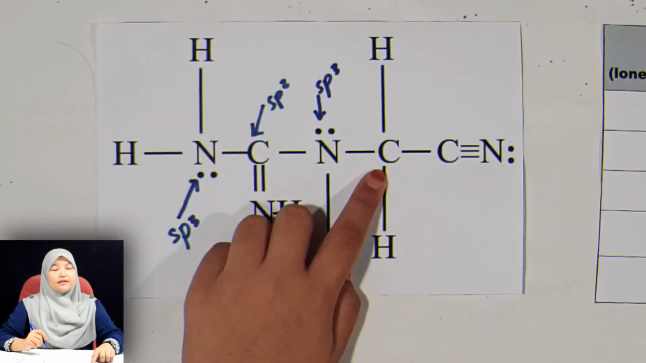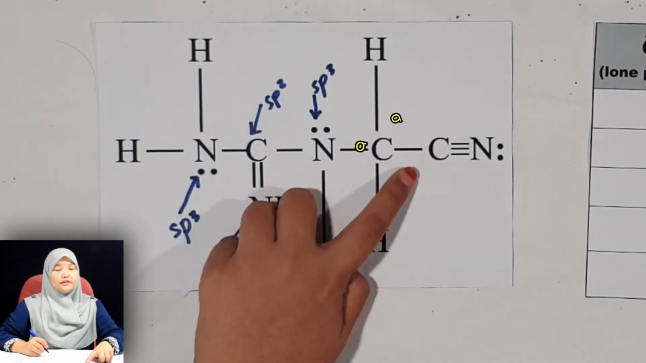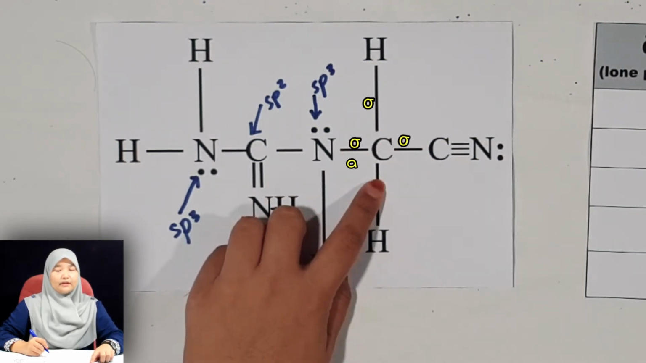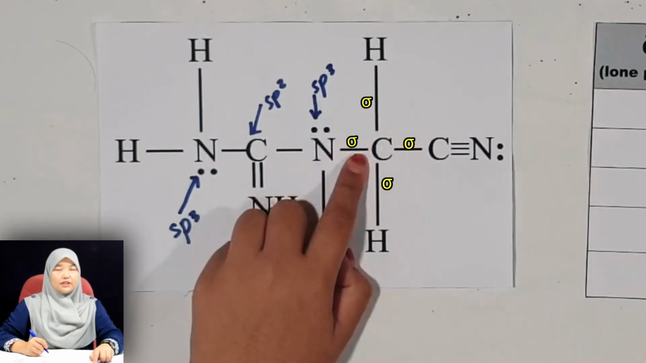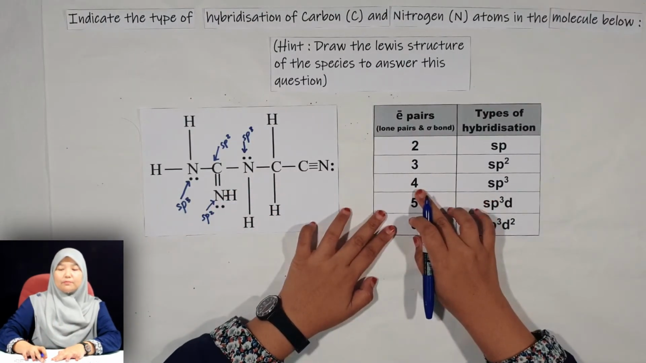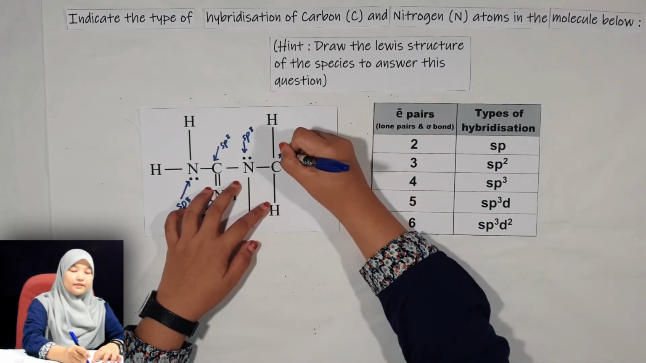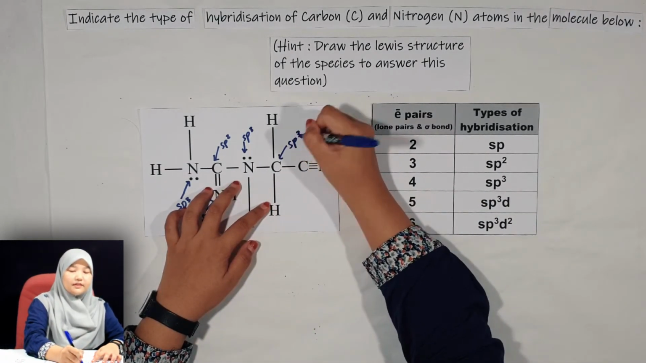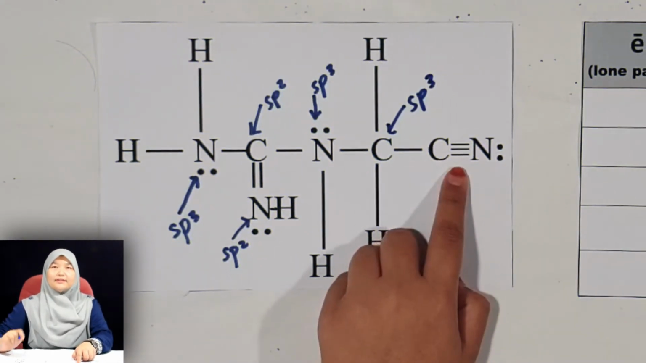So next adalah carbon. 1, 2, 3, 4. Okay, carbon tak ada lone pair, 4 sigma bond. So total of electron pair adalah 4 electron pair. So sp3. So, carbon sp3.